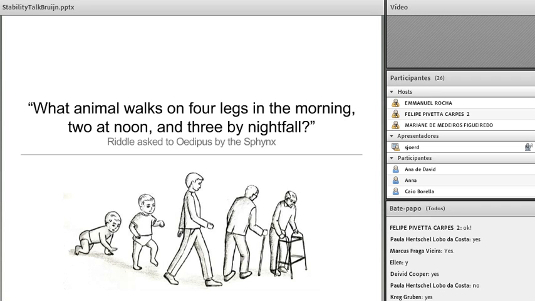So the answer is, of course, man. For in the morning, we cannot walk on 2 legs yet. It's too complicated. Only during full day we're able to walk on 2 legs, and then as we grow older, we need a walking aid, a cane, or a rolling device.